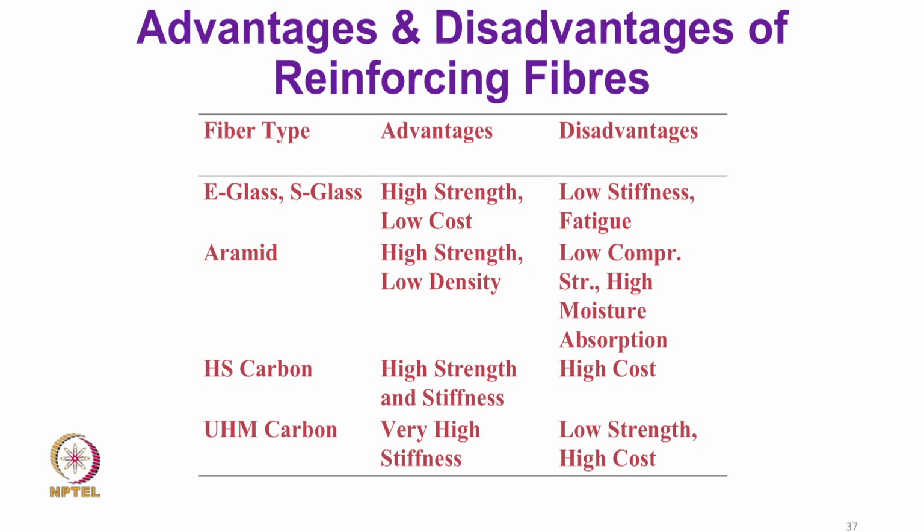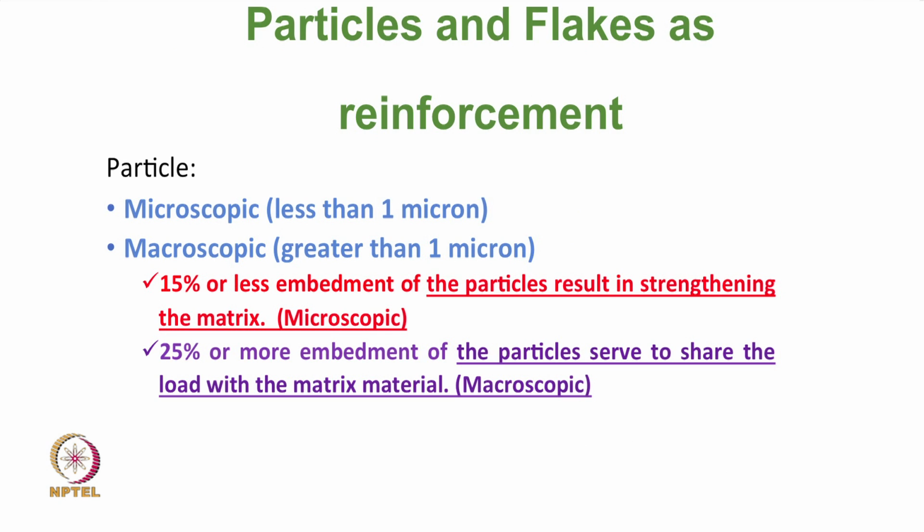So, that is why sometimes the aramid fibers we have to treat with some other surface active agent. Carbon fiber has high strength and stiffness, the main problem is the cost. Okay. Next type of reinforcement is particles and then flakes.